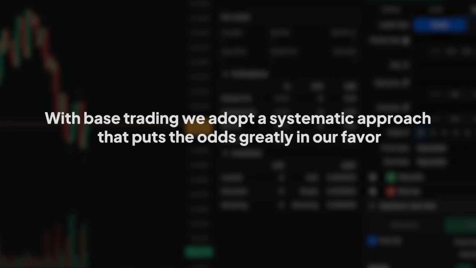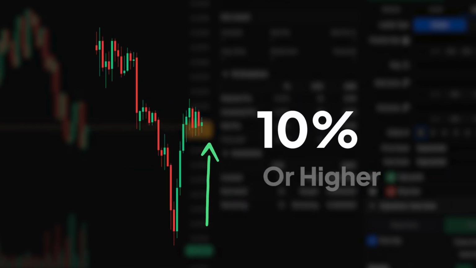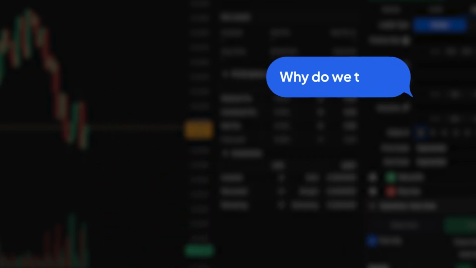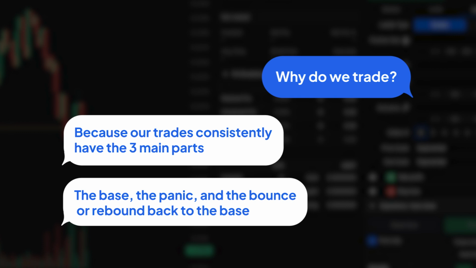With base trading, we adopt a systematic approach that puts the odds greatly in our favor. Because every time the chart has a big panic dive, it ends with a big, emotionally greedy bounce. The panic and the bounce must be 10% or higher to be valid panics and bounces. So when we ask ourselves why we trade, we can confidently answer because our trades consistently have the three main parts: the base, the panic, and the bounce or rebound back to the base.